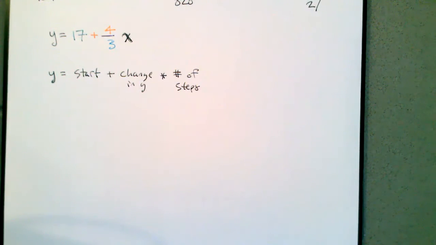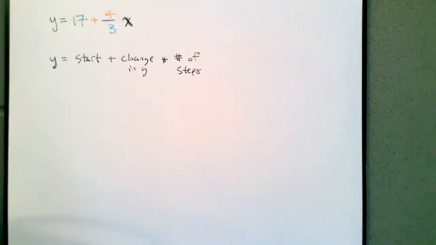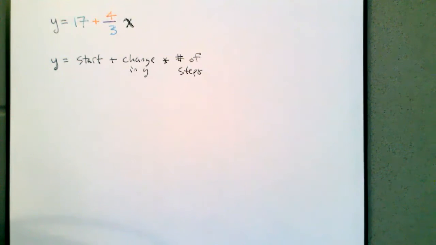This is all just a bunch of multiplication. I can write it as 4 times x and divide by 3 if I want. This is not going to change how anything functions, how any of the numbers function. It's not going to change anything with regards to the order of operations. It's just going to change how we're thinking about what's going on.